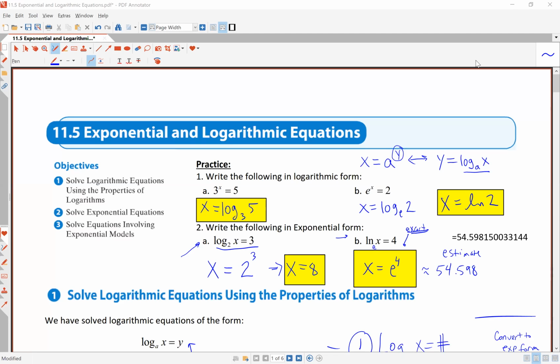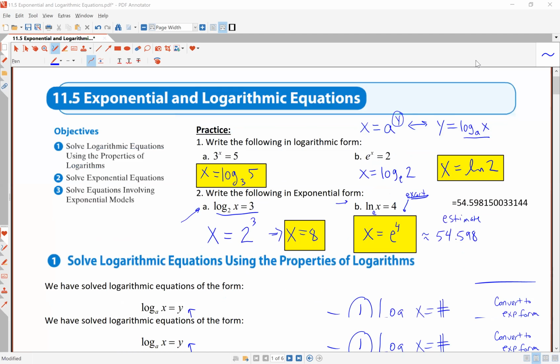This video covers section 11.5, Exponential and Logarithmic Equations, Objective 2, Solve Exponential Equations. In practice 1, we solved some exponential equations, 3 to the x equals 5, and we simply converted those into log form to solve those.